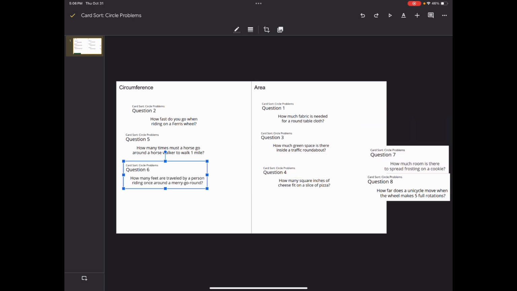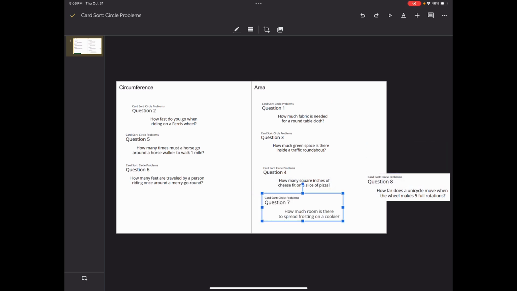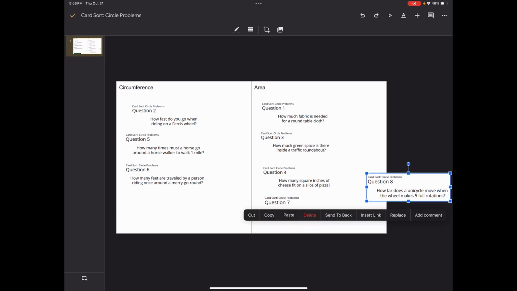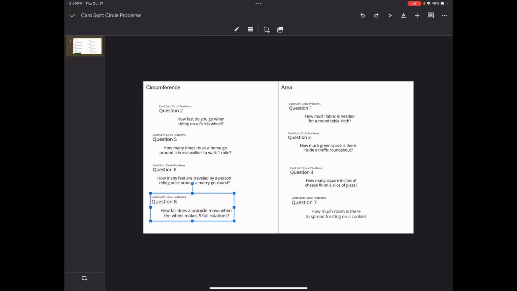Question 7, how much room is there to spread frosting on a cookie? That is area, because we're talking about the area on top of the cookie. Not the outside of the cookie, but on the cookie itself. And then question 8, how far does a unicycle move when the wheel makes 5 full rotations? Usually when it says around or rotations, it's talking about around the circle, on the outside of the circle, so that's circumference.